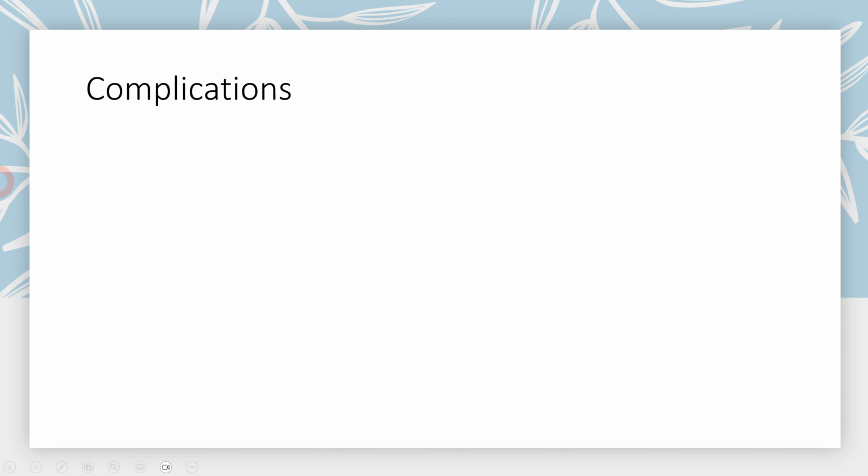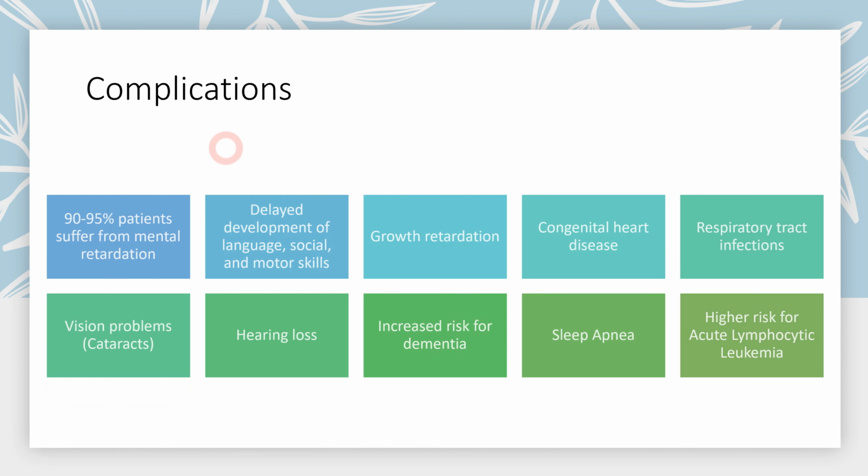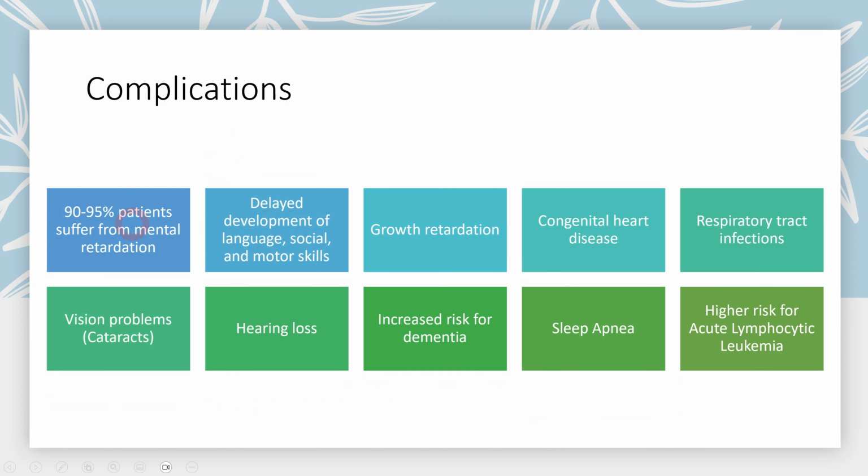Now, if we talk about complications, these patients suffer from a lot of complications. Therefore, we should know these complications so that we can take necessary measures in order to prevent them. Firstly, up to 90 to 95% of the patients suffer from mental retardation. So we have to make sure to offer good mental health support to the patient and provide them a nourishing environment so that they can grow mentally and have good motor skills as well. Now, these patients suffer from delayed development of language skills, social skills, and motor skills. So therefore, they need proper therapy so that they can improve upon these skills.